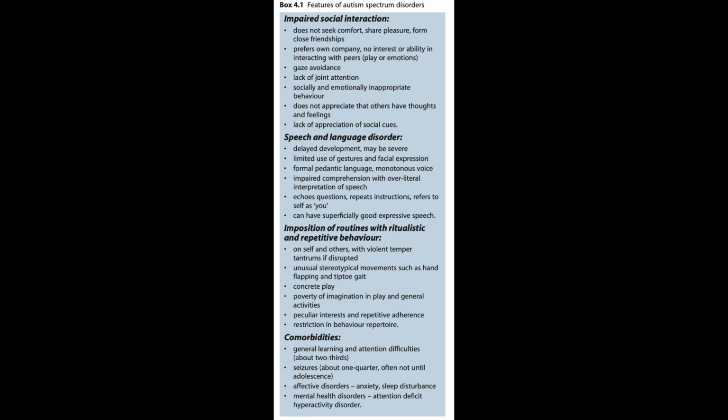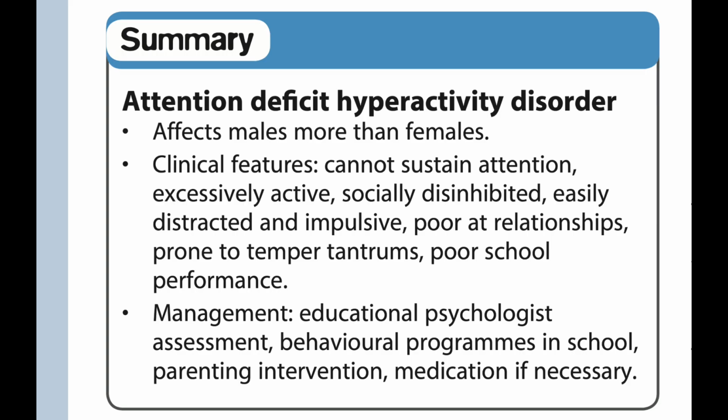Comorbidities include general learning and attention difficulties about 2/3, seizures about 1/4, often not until adolescence, affective disorders, anxiety, sleep disturbances, mental health disorders, attention deficit hyperactivity disorder, which is ADHD. A slow acquisition of cognitive skills is general learning difficulty. The term learning difficulty or disability reflecting cognitive learning difficulties is now preferred to mental retardation or mental handicap.